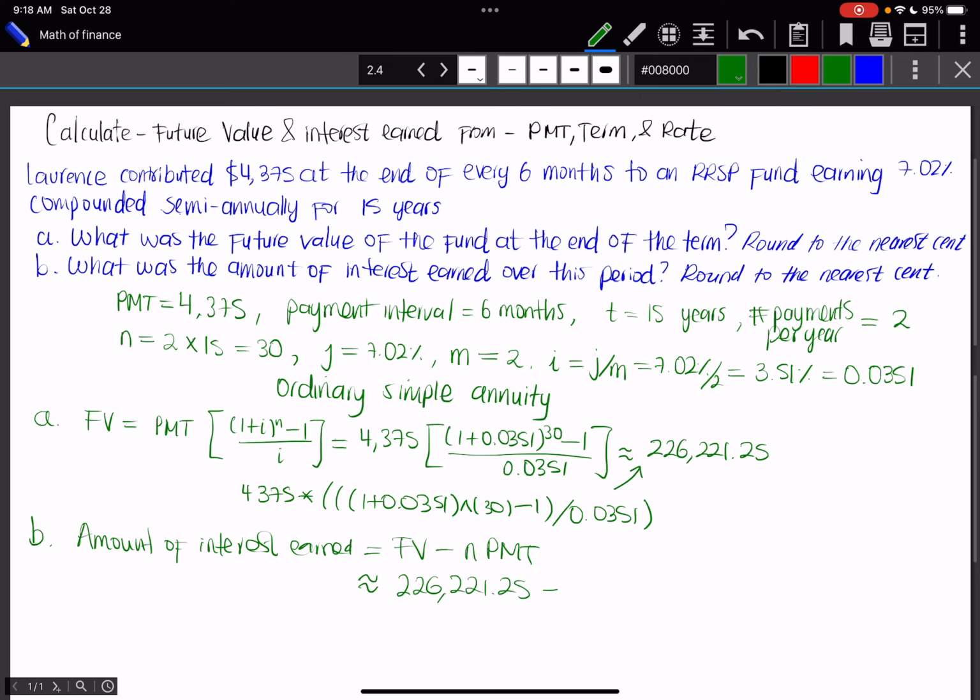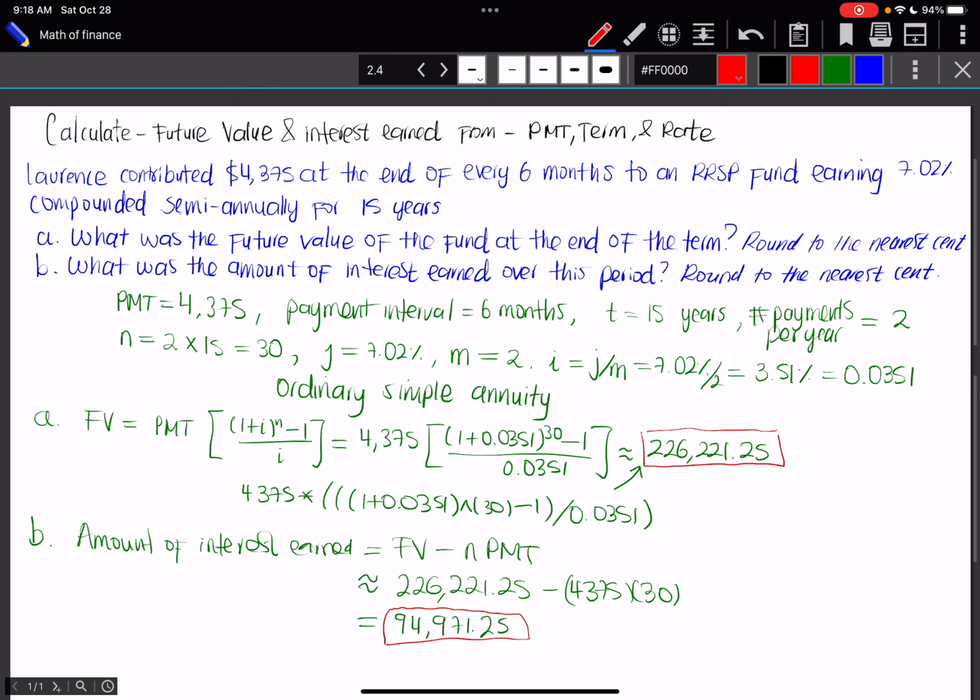So here, to find the amount of interest earned, we do 226,221.25 take away the product of 4,375 by 30. And when we compute this amount using, for instance, a calculator, we find 94,971.25. So that's the amount of interest earned. And this is the answer to part B. And this is the answer to part A.